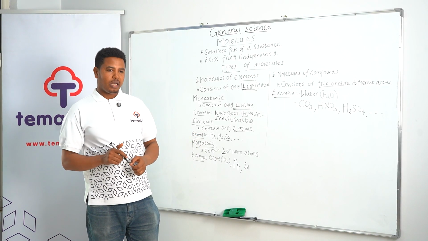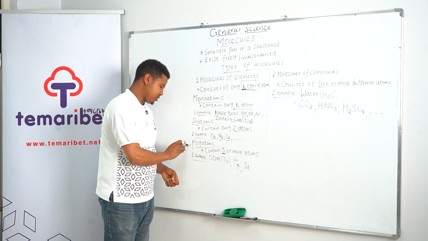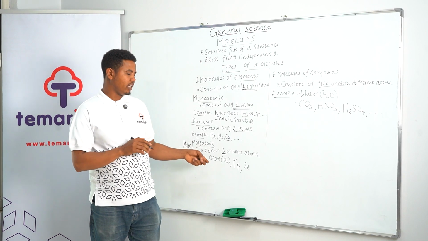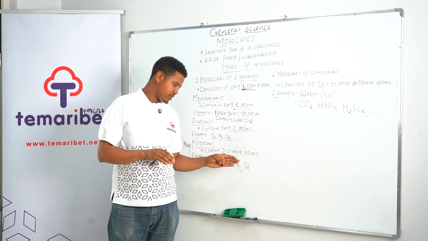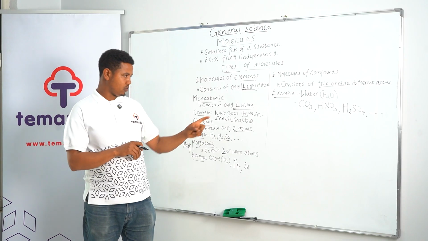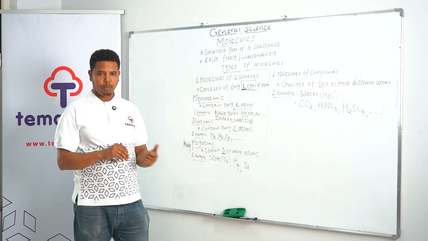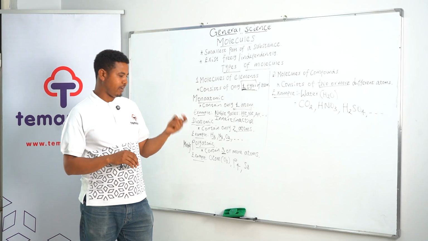When you come to polyatomic, poly means many. So it contains 3 or more atoms. Here still it is only one type. You must not forget this one. A molecule of element always contains a single type of atom. Not a single atom, but a single type.